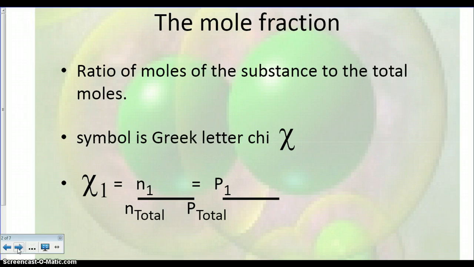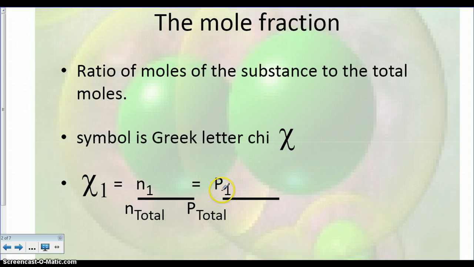All right, this leads us into the idea of the mole fraction. Basically, the mole fraction is the portion of the substance that is that particular element. So you can take the moles of the substance over the total moles, and that'll give you the mole fraction, which is this funny little symbol.